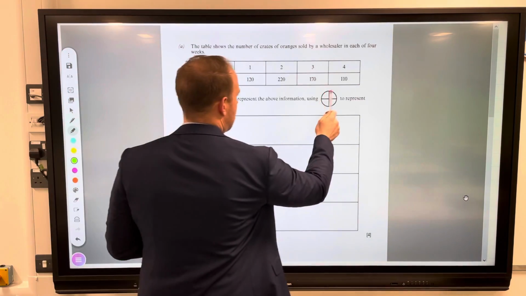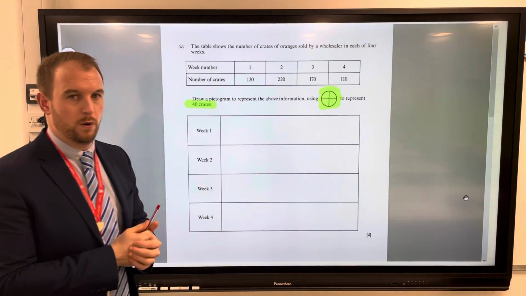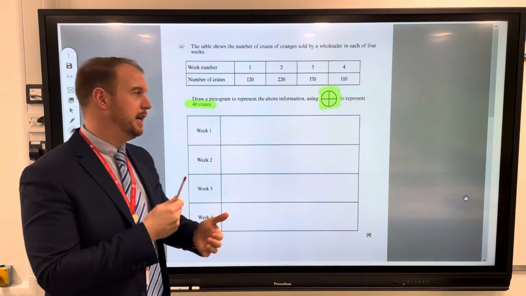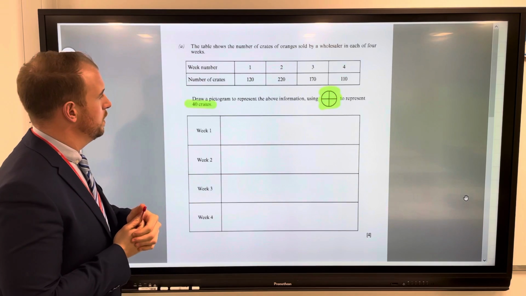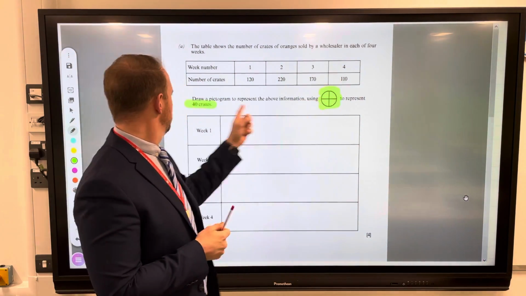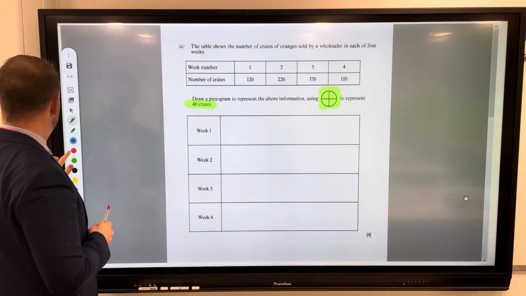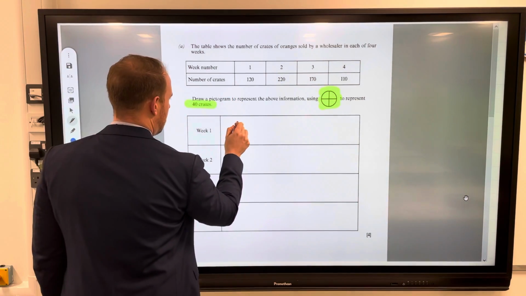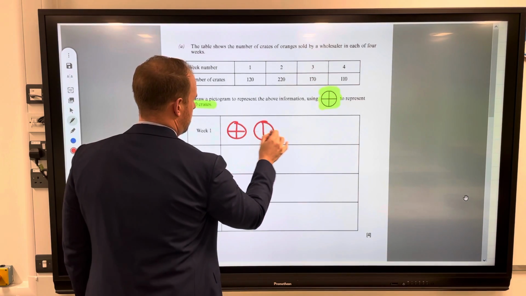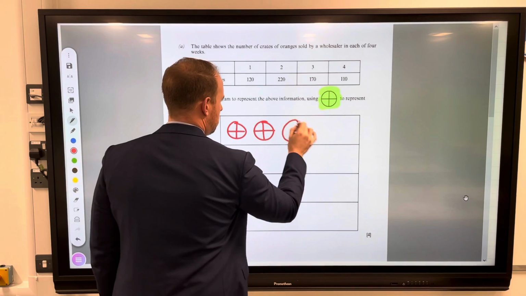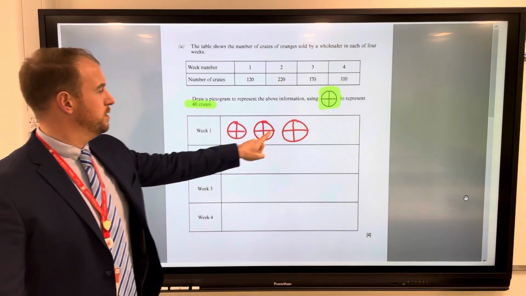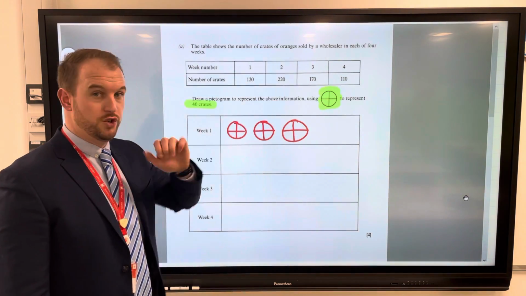Now that is the most important part of a pictogram. Look for the key. The key is key in order to access all the marks. So if one of those is 40, then if we have to have 120, well, that's 40, 80, 120. 40 for each. There's 120. Done.